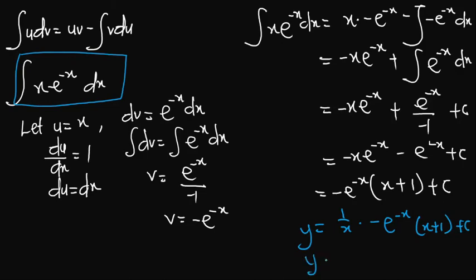So after all, our final answer is going to be y is equal to negative 1 over x e raised to the power negative x multiplied by what? x plus 1, then plus c, as our final answer for this particular example. Alright, so let's have a look at another example.